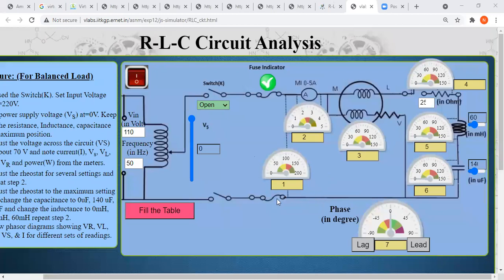Yes, now let's start performing the RLC circuit analysis on the virtual lab available. In this simulator, there is the input voltage, and we are going to apply 110 volts, or you can also change it accordingly, or change it to 220. But I set it to 110 volts with 50 hertz frequency.